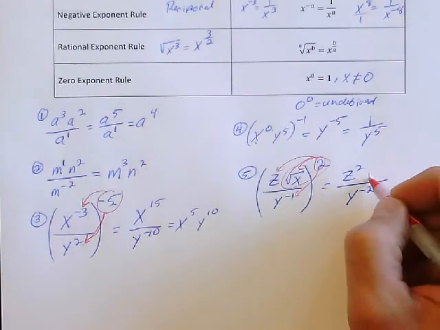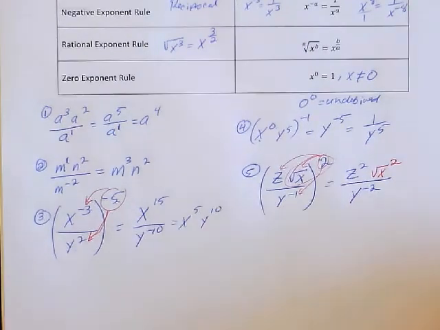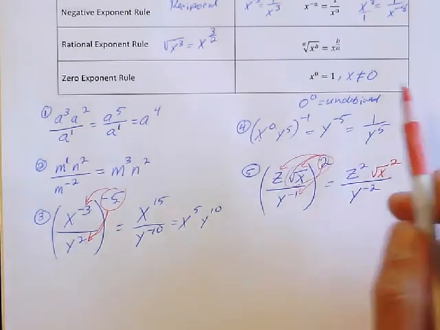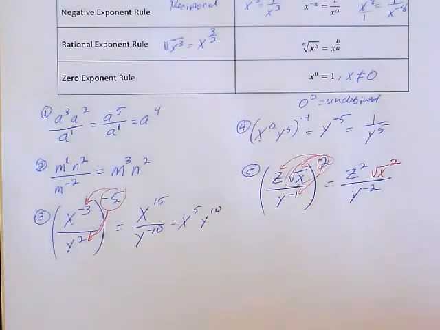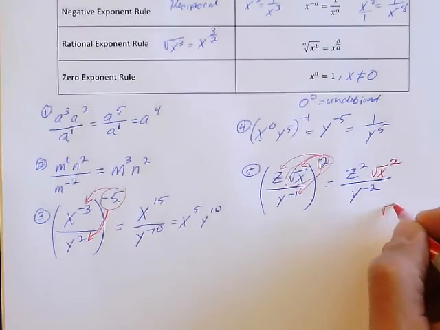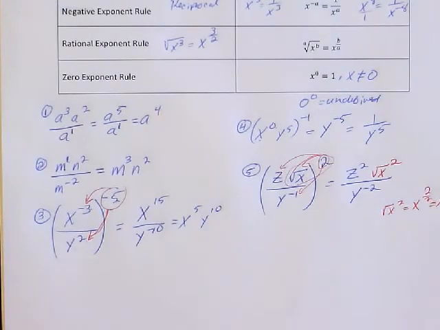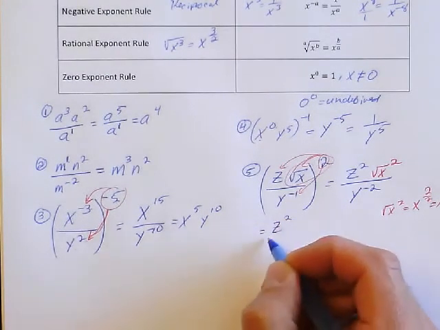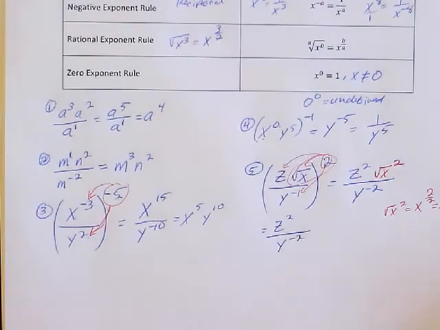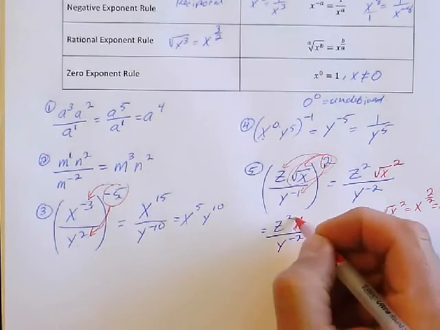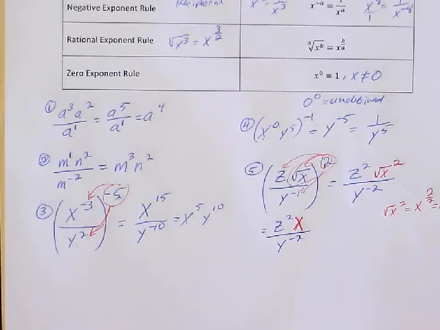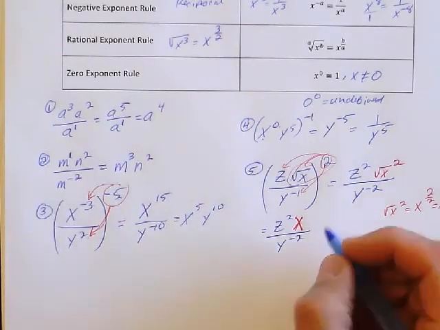It's this guy here I want us to pay particular attention to. All right, so we have the square root of x squared. Well, the square root of x squared, if we go with our rational exponent rule from up here, is x to the 2 over 2, which is x to the 1st. So this will simplify to z squared, y to the negative 2nd, and we're left with just an x.